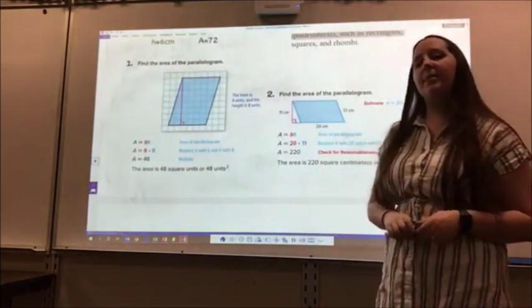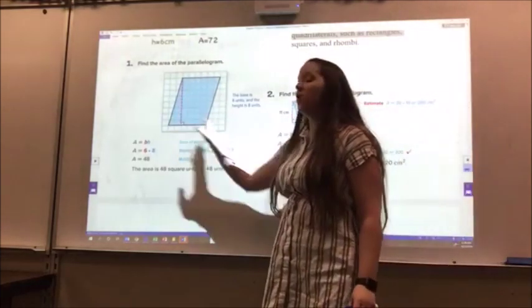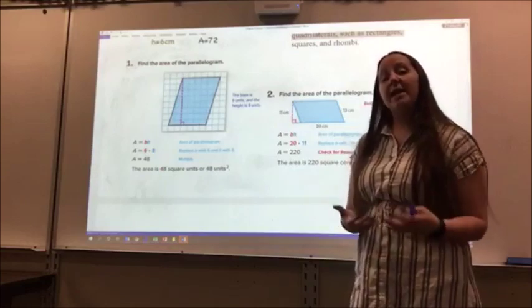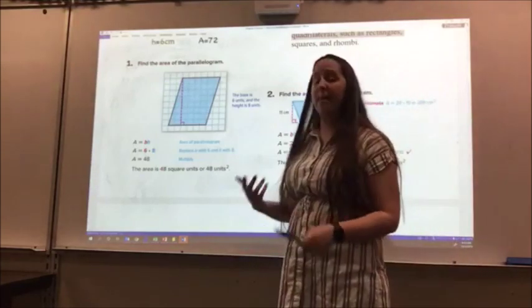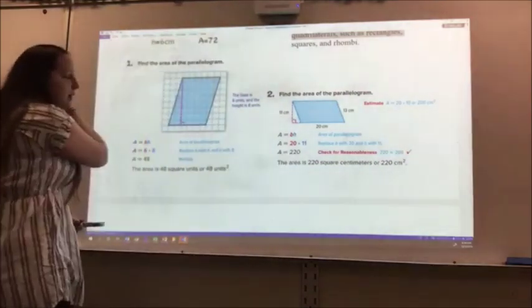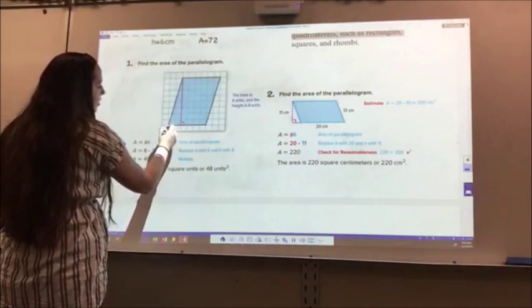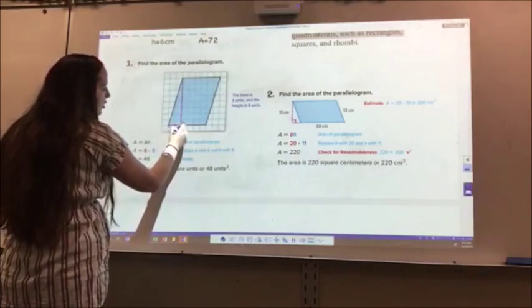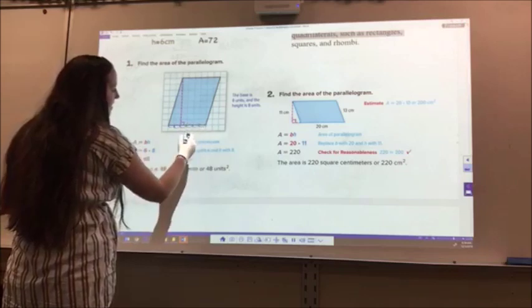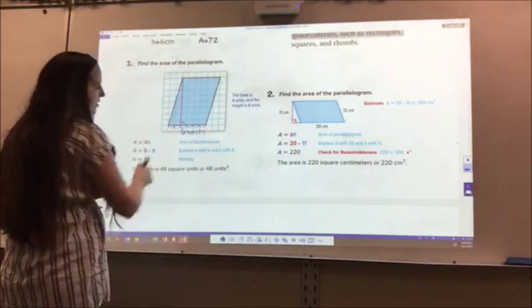So the first example I have is find the area of a parallelogram, and it's actually on a grid. They don't give me any numbers, but they put it on a grid. So what I can do is I can start and figure out my base and my height. Okay? So I'm going to start here for my base. I'm going to count. 1, 2, 3, 4, 5, 6. So I go 6 units across.